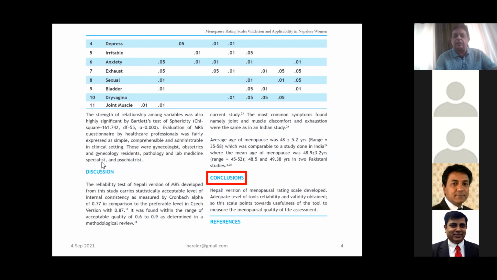You can see another part, the discussion section is there, the reference section is there. So in between, there is a conclusion. At times, the conclusion section would be in the last paragraph of the discussion section.